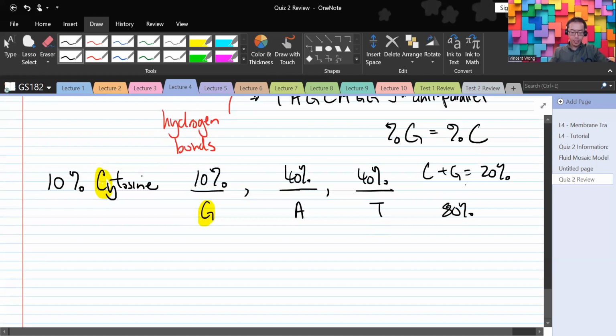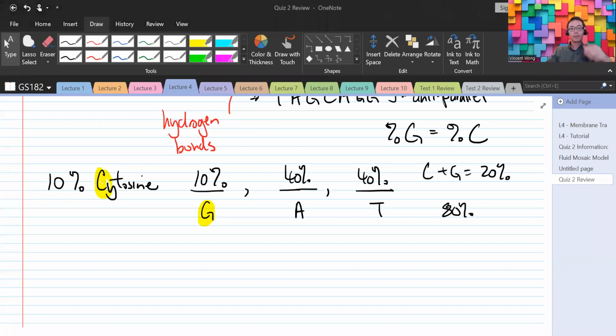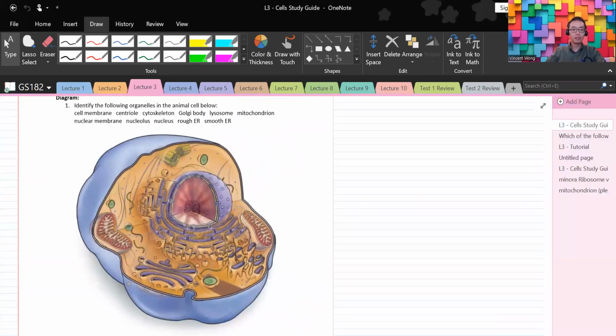I think that's pretty much it for the proteins and for the nucleic acid. Does anybody have any questions before we move on to lecture 3? Okay, so let's do lecture 3. For lecture 3, you probably should familiarize yourself with labeling the cell. So let's take a moment and do that.